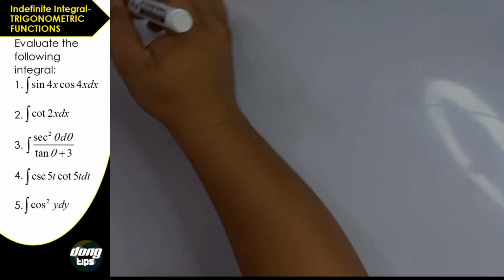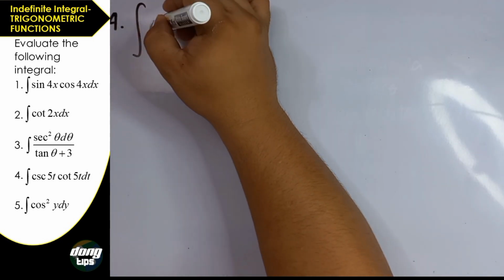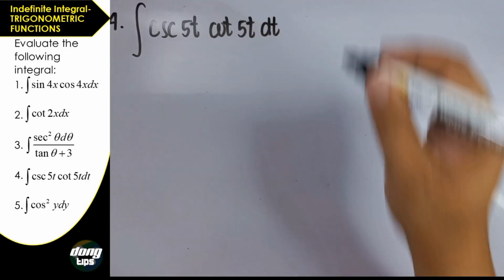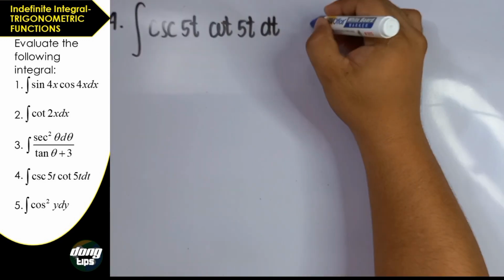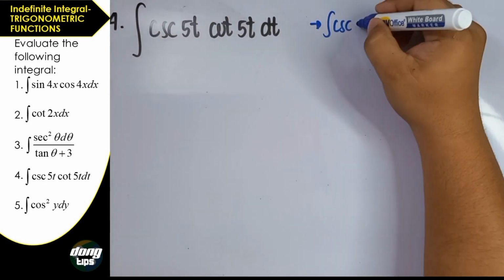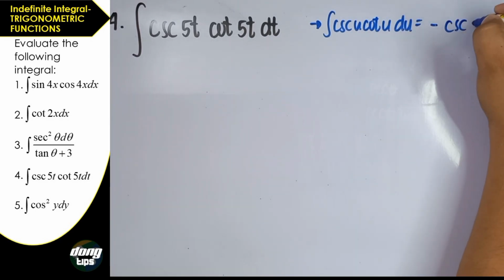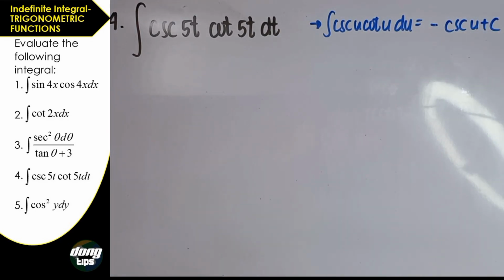We are now at number 4. Evaluate the integral of cosecant of 5t, cotangent of 5t, dt. Though we have a formula specific for this integration, we still need to check if the derivative of u and the given are the same.